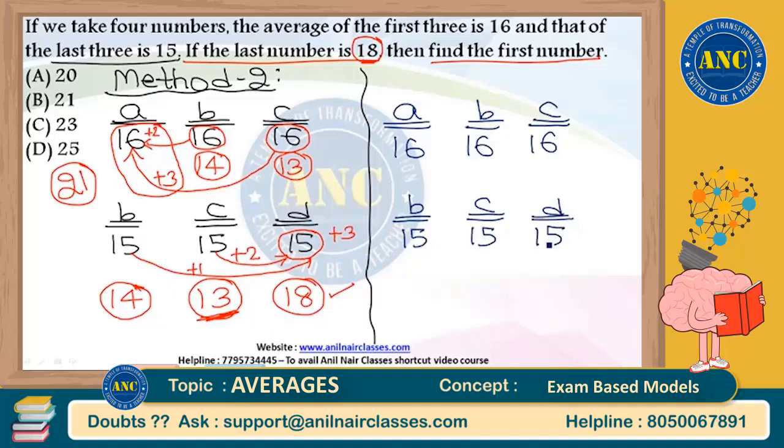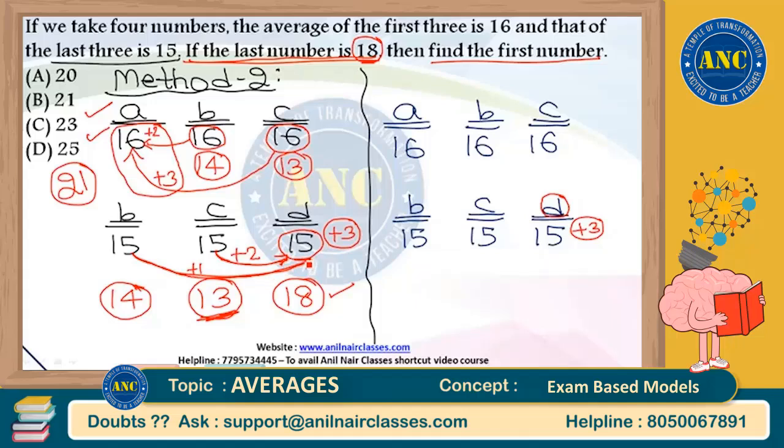Now everyone please listen carefully, sir. What is that they are saying? The next statement, if the last number is 18, that means D value should be 18. That means I require another 3 more units. In this particular case, what I did is I required 3 units. I took 2 units from C and I took 1 unit from B.